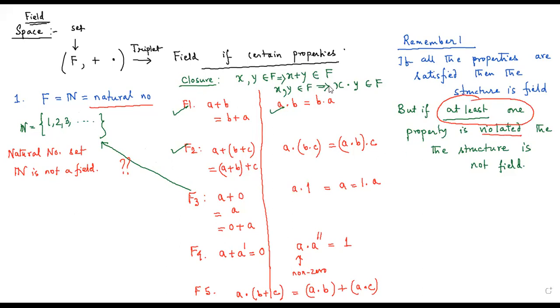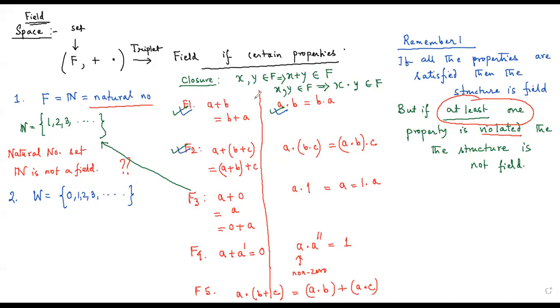So mathematicians thought, okay, if this is the scenario, then let us consider the non-negative whole numbers like this. This set is called the set of non-negative whole numbers. If I include 0 now in the set, you will see that F1 will be satisfied for both the addition operation and the multiplication operation.